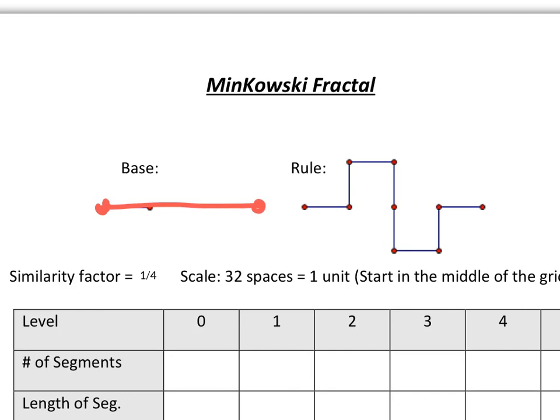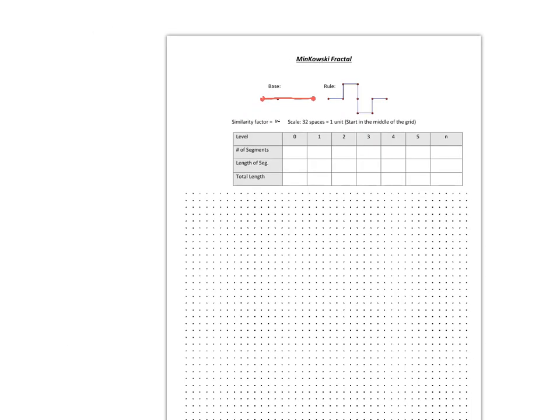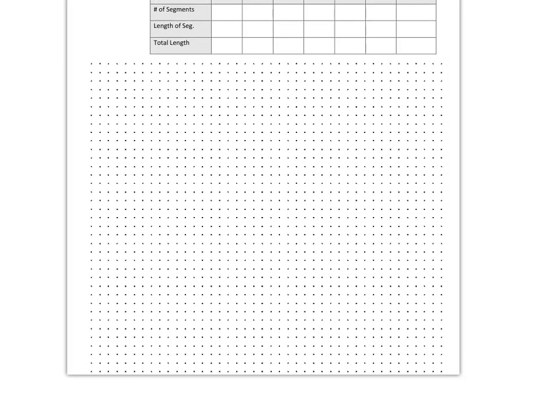So the similarity factor is actually going to be a fourth here, because each of these is 1/4 as long as the original one, all right? So let's see how it looks. We're going to start off with 32 spaces, so we're going to have to count off. We're going to center that, and we want to get 32 spaces. So you might want to locate the center and just go 16 off to each side.